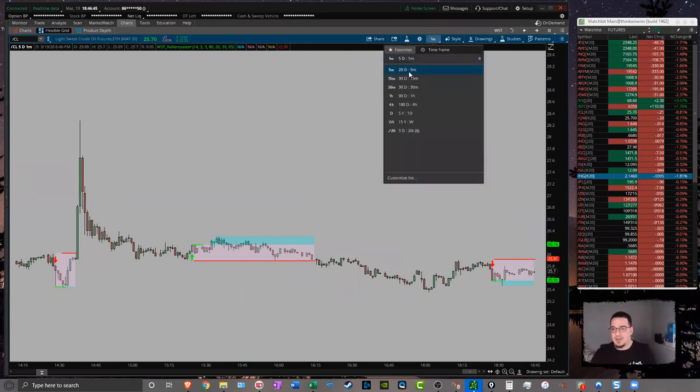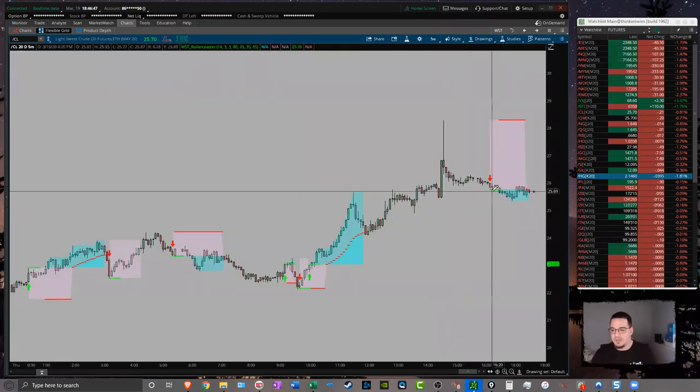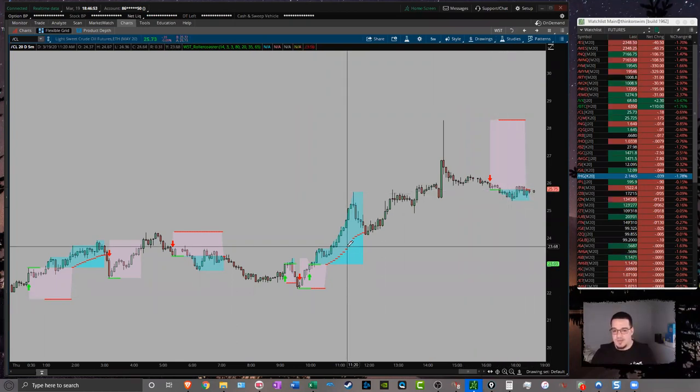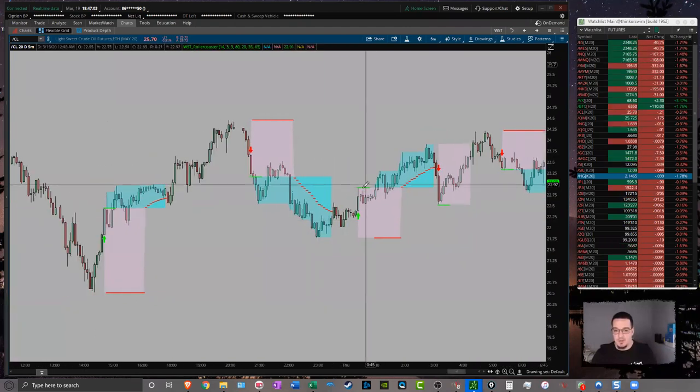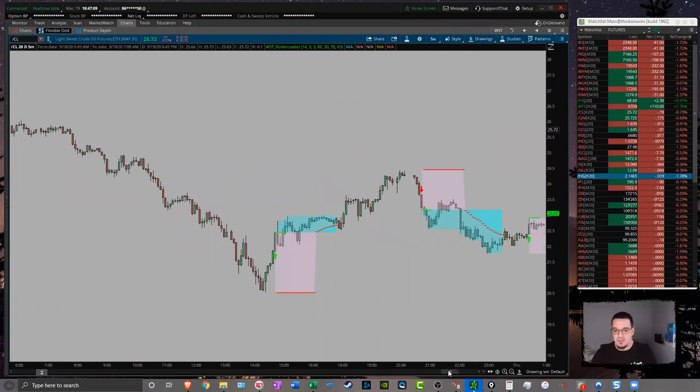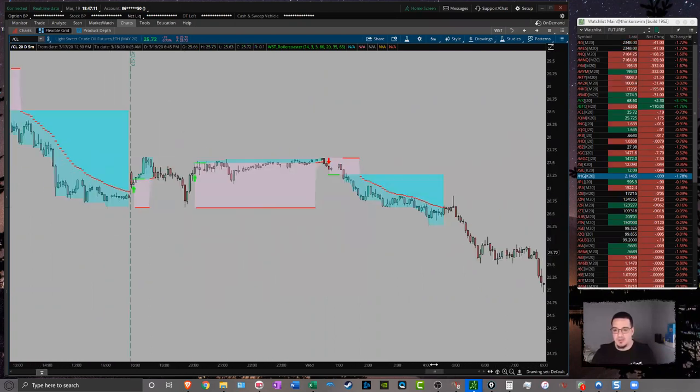Let's try out a 5 minute, bump it up a bit. The 5 minute is currently in a roller coaster trade. But we also have winner, no trade. Loser, winner, no trade, winner, no trade, winner, winner. But, you know, some of these risks do look pretty big.